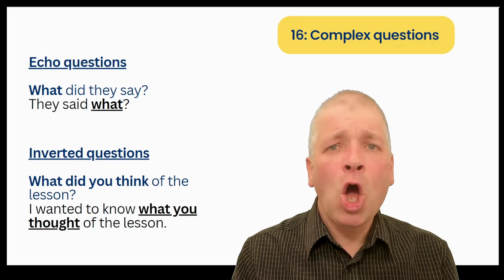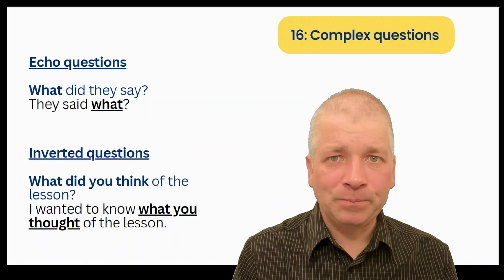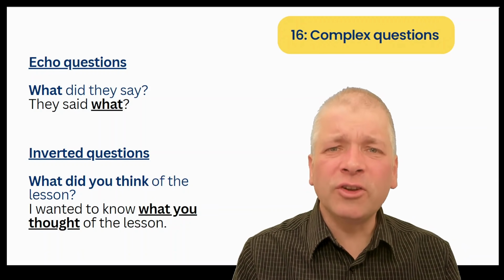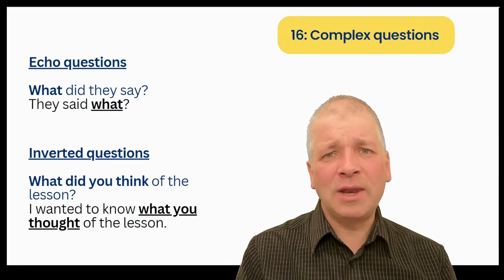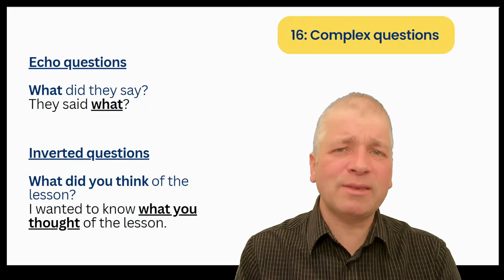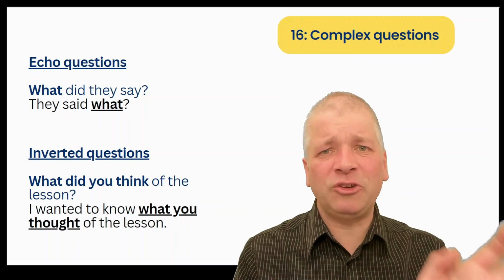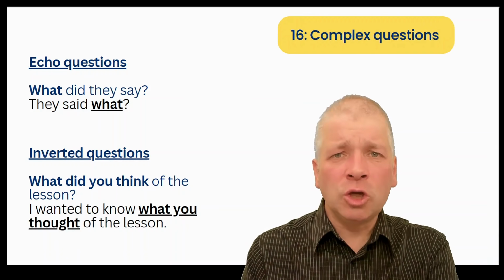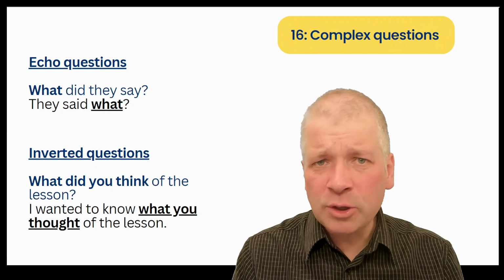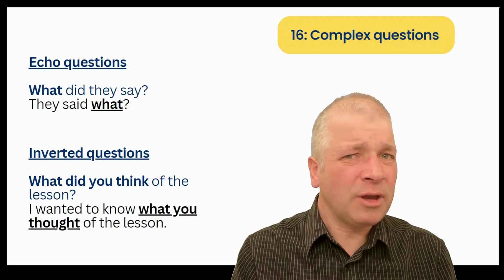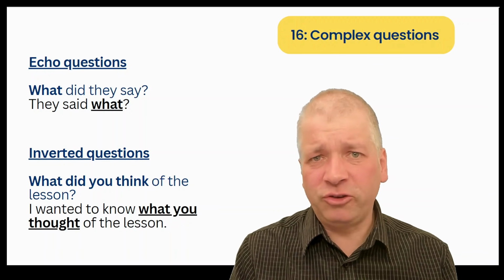Normally we would say, what did you think of the lesson? In an inverted question, you would say, I wanted to know what you thought of the lesson. Here we turn the question into a sentence. We start with a subject and a verb, and the question element comes later. What you thought. We don't use the word "did" in the inverted question. It's also sometimes called an indirect question too.